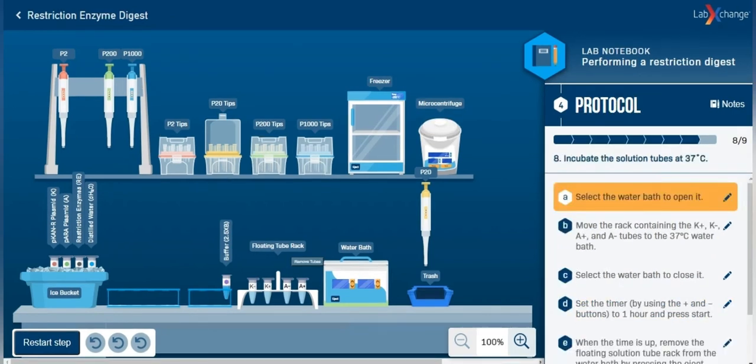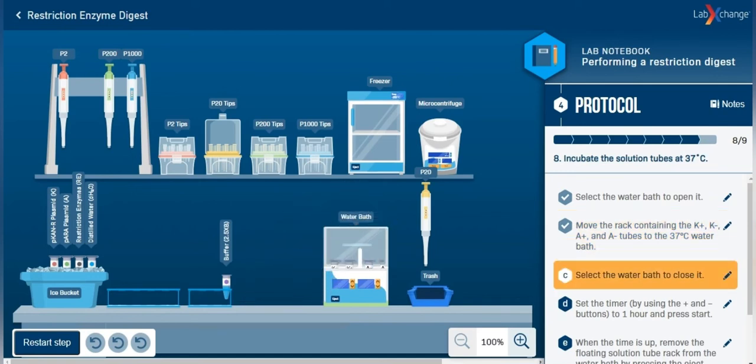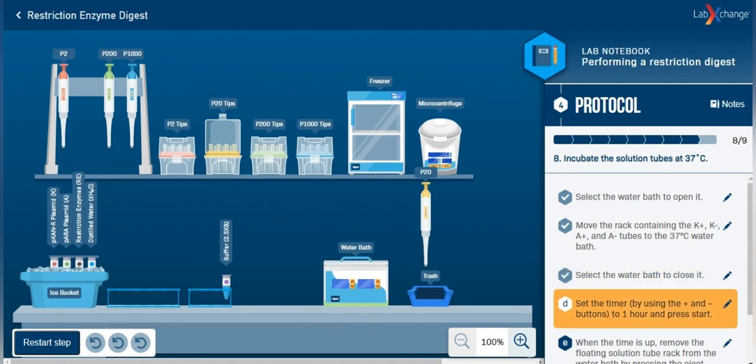Next step is incubate the solution tubes at 37 degrees Celsius. So select the water bath to open it, and then move the rack containing the K plus, K minus, A plus, and A minus tubes to the 37 degrees Celsius water bath, and then close the water bath. Next, set the timer by using the plus and minus buttons to 1 hour and press start.